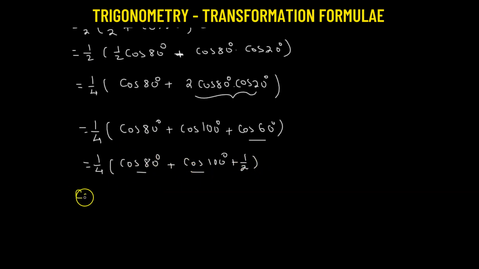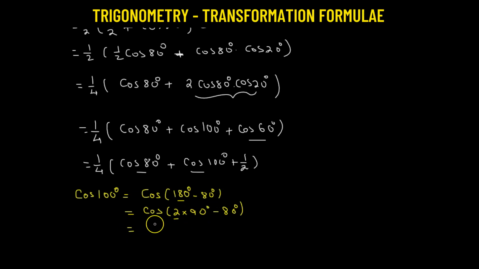Let's start with cosine 100 degrees. Now cosine 100 can be also expressed as cosine of 180 degree minus 80 degrees. Which means we can rewrite cosine of 180 degree as 2 times 90 degrees minus 80 degrees. The reason why we're writing in this particular fashion is because now we have an even multiple of 90 degree. In that case, the cosine function is going to remain as cosine, but the new angle is going to be 80 degrees.